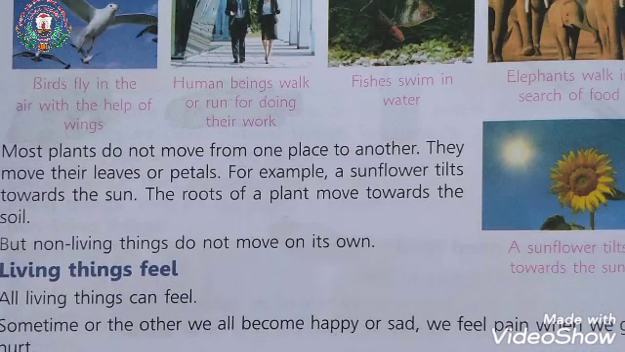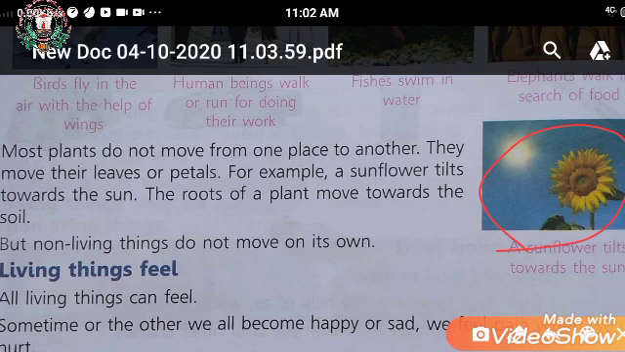But plants do not move from one place to another. They move their leaves or petals. For example, a sunflower tilts towards the sun. The roots of a plant move towards the soil.